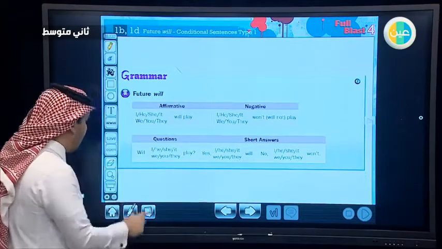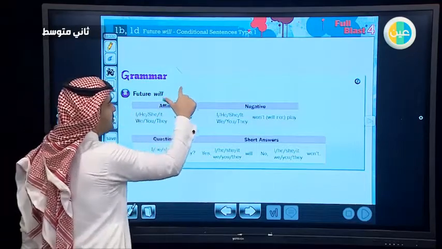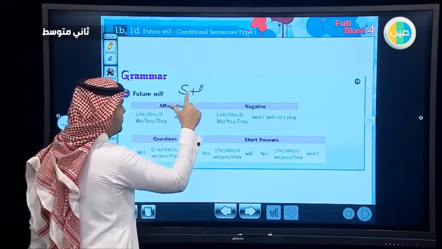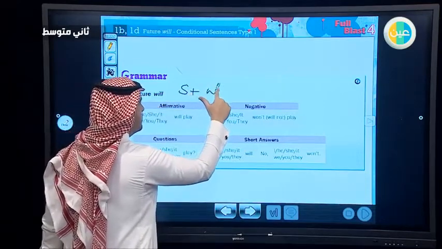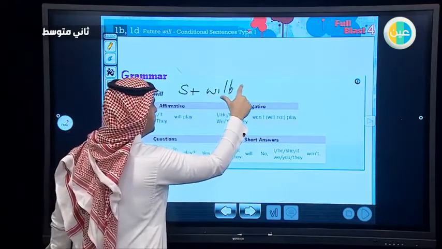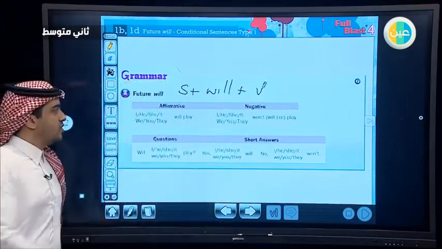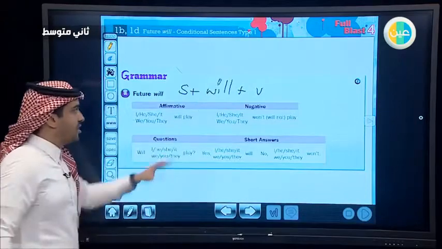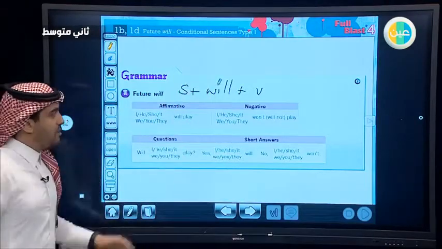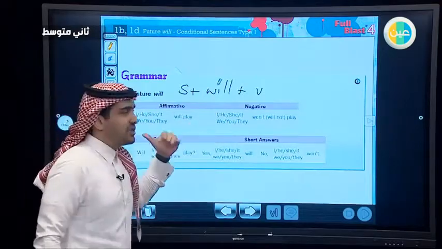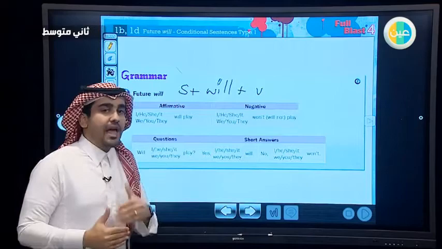I will show you how it's written. We do it like this: the subject plus will plus the verb in the main form. As easy as this. The subject could be a name, or it could be a pronoun. We can say he will play, we can say Ahmed will play. This indicates that this will happen in the future.